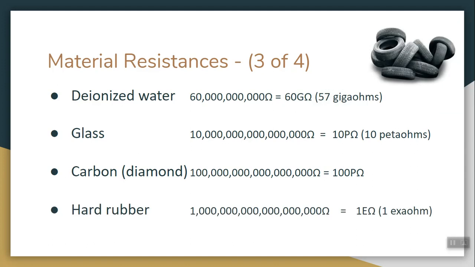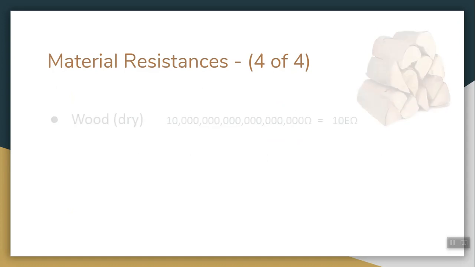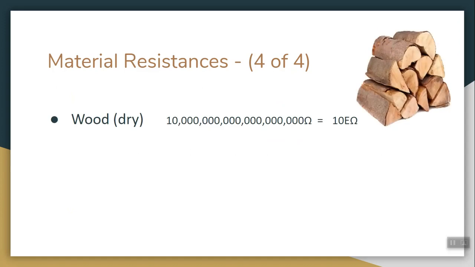And then we have rubber. This is around 1 quintillion ohms or 1 exaohm. This is why we use it to coat our wires, and when we're handling live voltage, we have rubber gloves. Wood is another good insulator as long as it's dry. This is about 10 exaohms.